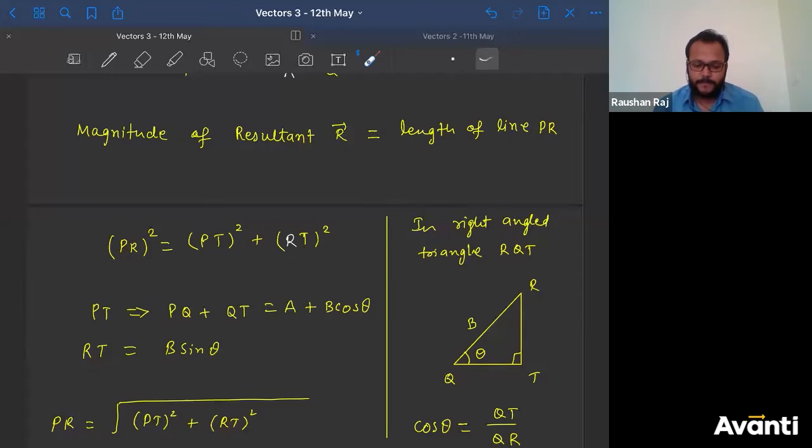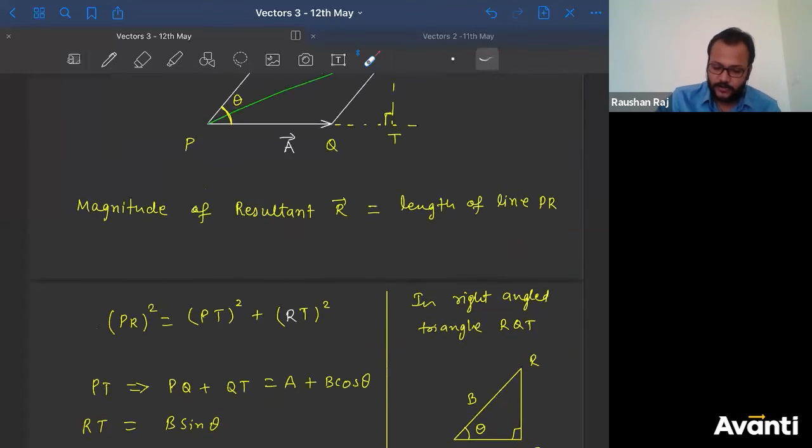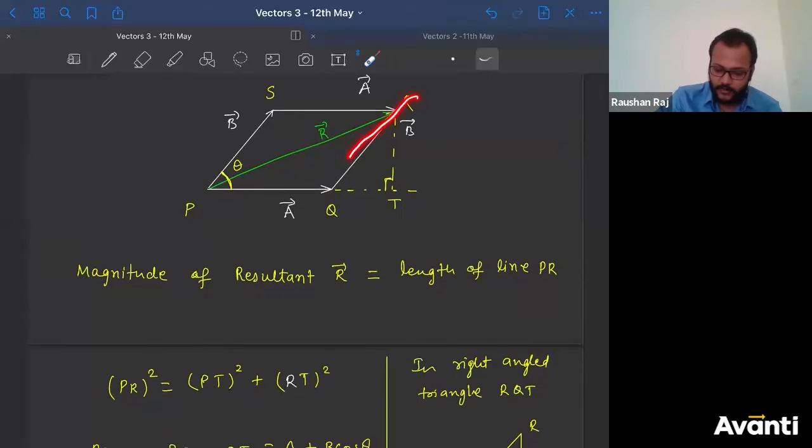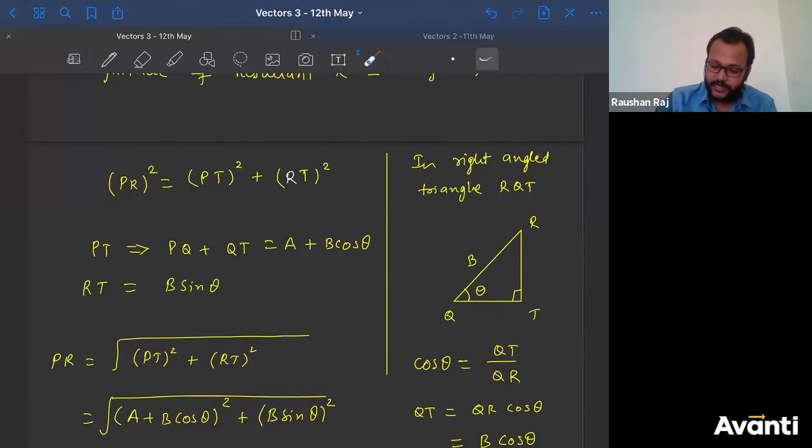ठीक है? चलो. So I have to find the PT value. What is PT? PQ plus QT. अभी PQ तो मिल गया मेरे को. What is QT? तो in this right angle triangle, इसको मैंने copy किया. This one I have copied here and drawn it again. So in triangle QRT, this angle is theta, right? So this angle is theta.